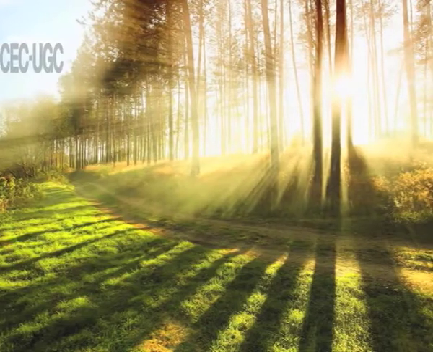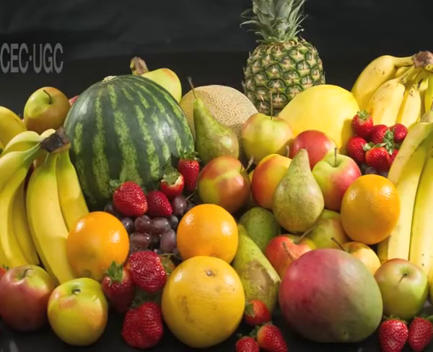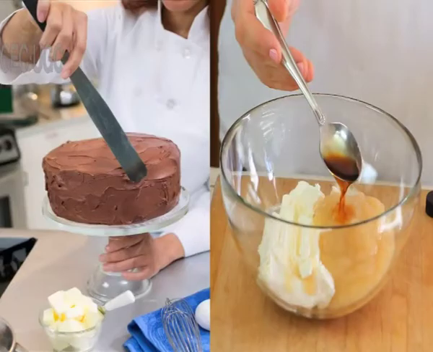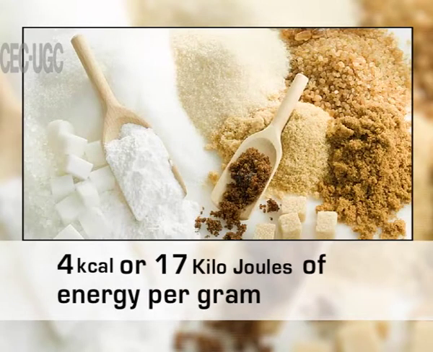Sugars are present in nature. Plants make sugars through photosynthesis. Sugars found in fruits and the one which is used to bake the cake are identical in nature. So, if we consider the calorific value, all the sugars when oxidized can produce 4 kilocalories of energy, which is equivalent to 17 kilojoules per gram.